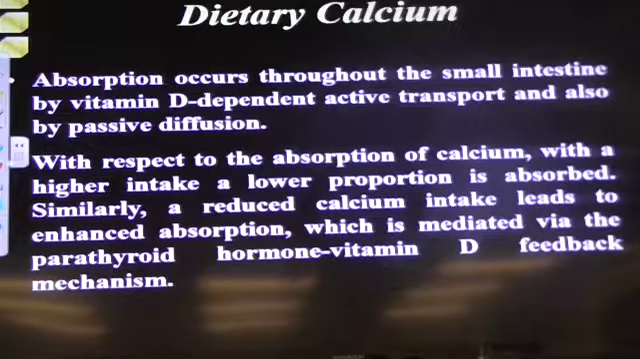With respect to absorption of calcium, if you have a higher intake, a lower proportion is absorbed. A reduced calcium intake leads to enhanced absorption. Basically, this is mediated by parathyroid hormone and vitamin D feedback. In other words, if I already have a high blood calcium level, do I want to absorb a bunch of calcium? You won't, because of the feedback mechanisms. If I don't have much blood calcium, I want to try to absorb as much as I can. So these two hormones together regulate that. Okay?